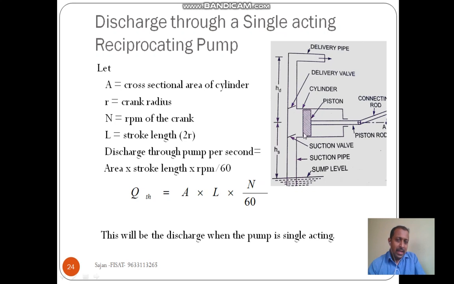So we need the discharge through the pump per second. N is the rotation of the crank in RPM, rotations per minute. Since we need the discharge per second, we divide by 60. Suppose the rotation per minute is 60, then 60 by 60 is 1, that is one rotation per second. Suppose if it is more, we just divide by 60. So length of stroke into area of piston into N by 60 will be the theoretical discharge.